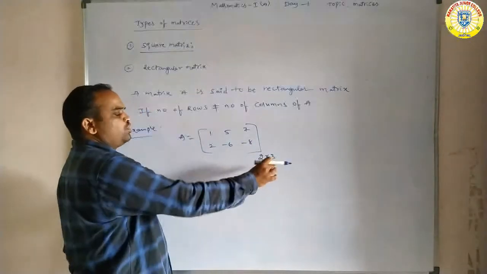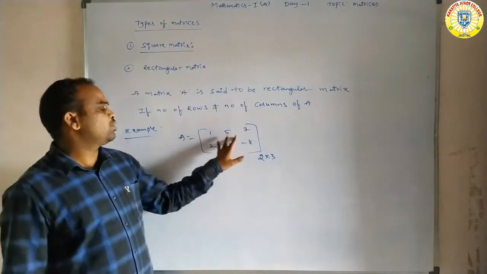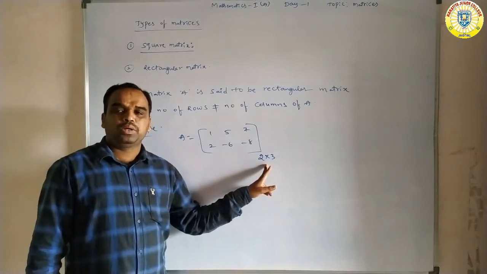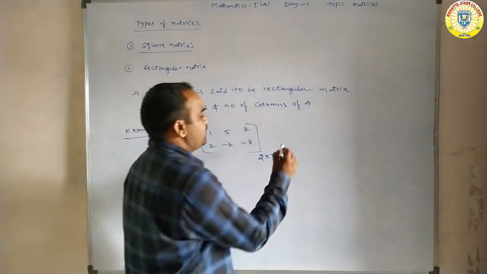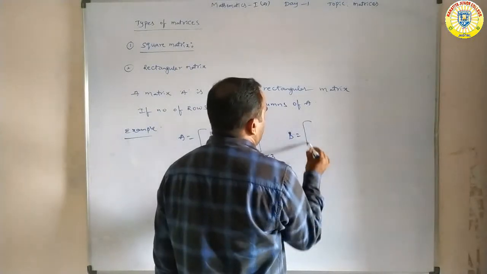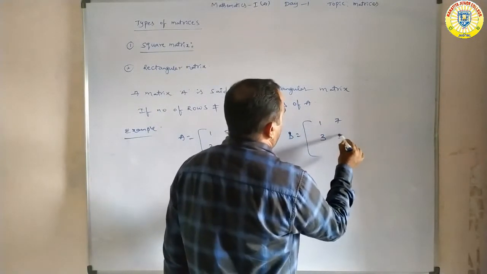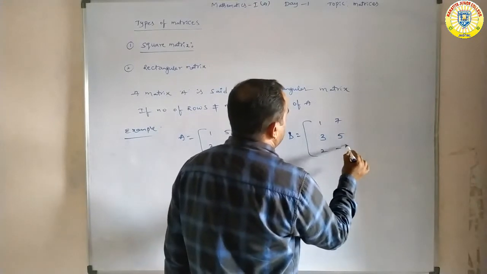Number of rows into number of columns. There are 2 rows and 3 columns. That's why the order of A is 2 by 3. Now here we are taking another matrix, B, equal to 1, 7, 3, 5, 2, minus 8.